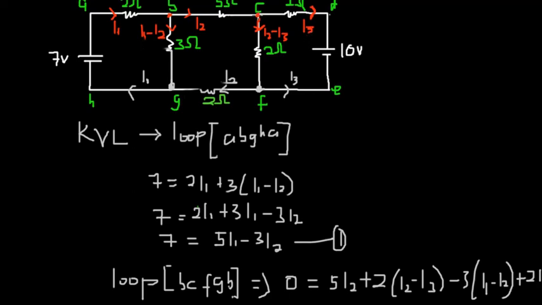Okay, but we are taking the loop from C, D, E, F, C, so I3 is what, positive. We are taking the loop from the current direction, not from the voltage direction. If you don't get this, kindly go back and watch the first video, you'll be enlightened more. We are taking the loop from the current direction, not the voltage source direction. That's why I3 is positive.